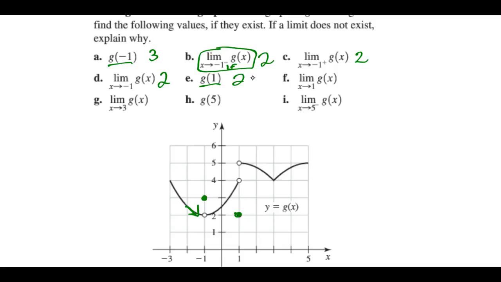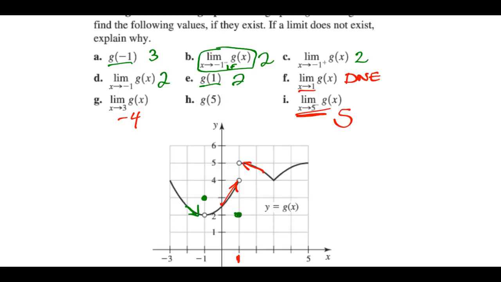And since the limit as x approaches 1 from the left is a 4, but from the right is a 5, we would say the limit as x approaches 1 does not exist. The limit as it approaches 3 is -4. G at 5 is 5. And the limit as x approaches 5 from the left would also be 5. I don't have a limit as x approaches from the right.